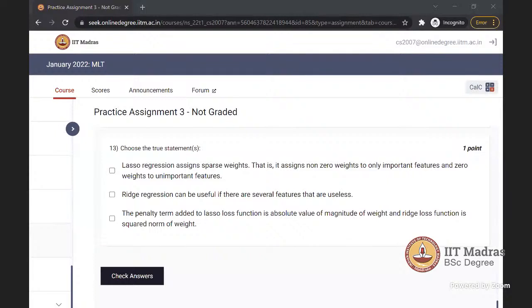Yes, the third one is correct. What about the first two? Yeah, the first also, lasso creates sparse weights. The number of zeros they are assigning to the weights. This is okay. Yes, that's also true. Not sure about whether features are useless or not.